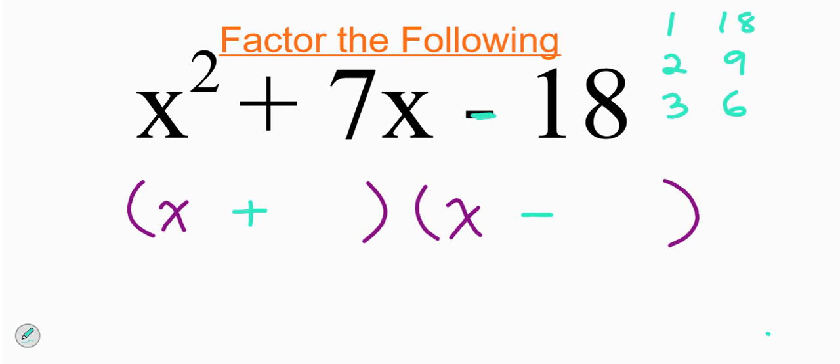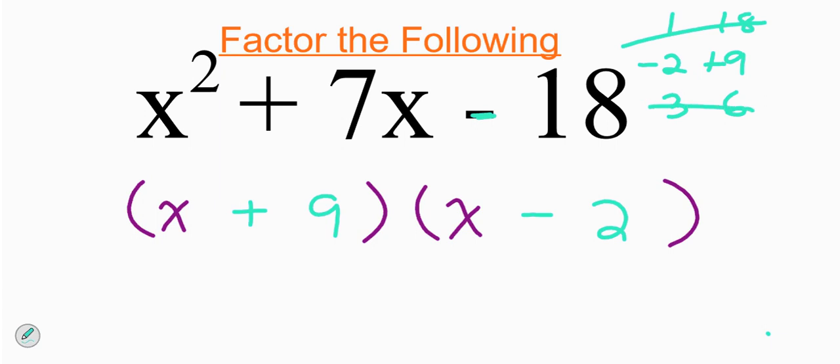See 1 and 18, I don't care who's positive or who's negative. Could we ever combine 1 and 18 and get 7? Of course not. Now 2 and 9, that's looking really good, right? Because 9 minus 2 is 7, right? If I put my 9 here and my minus 2 here, so my -2 and my +9, that still multiplies to equal -18. And when you add it, it equals +7. And so we don't even have to look at 3 and 6 because 3 and 6 were never going to equal 7 anyways. We're done.